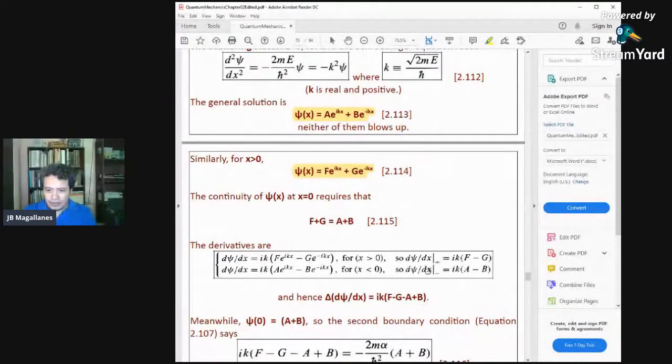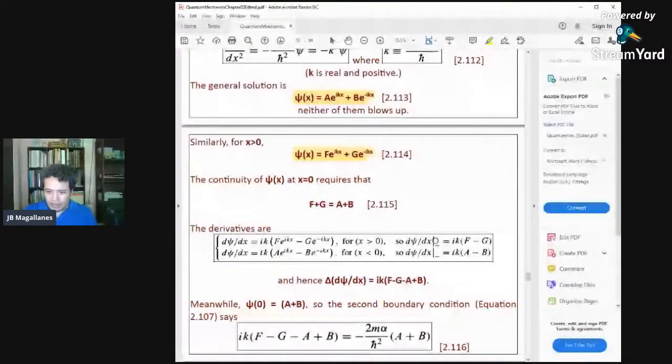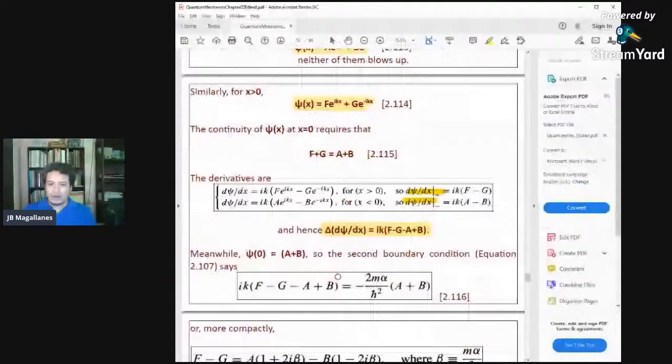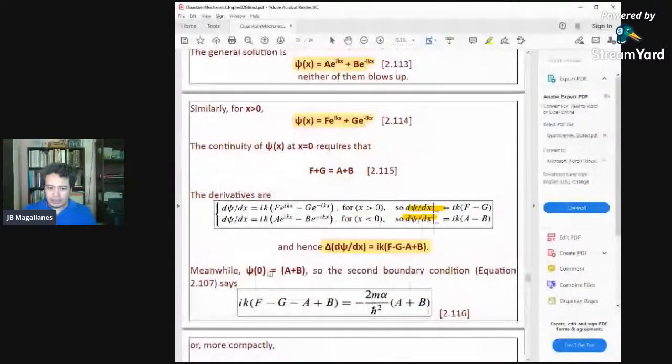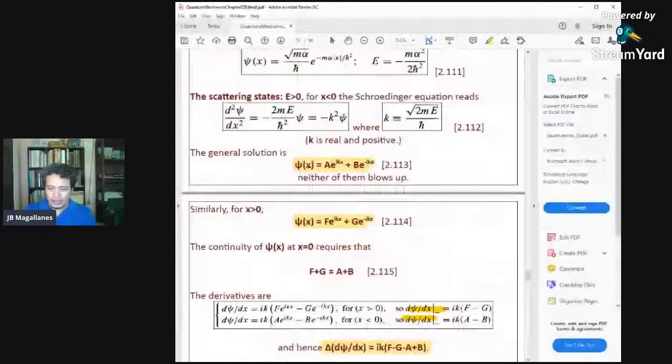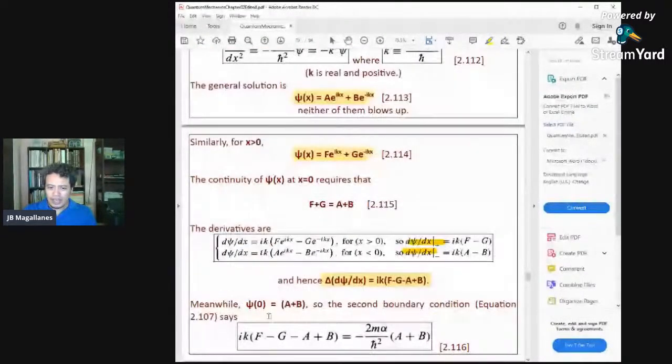So your derivative of phi with respect to x on the positive side, or x greater than 0, will be ik(f minus g). Then for this one, you have ik(a minus b). Hence, if you subtract this from here, then it will give you this one. Also, at x equal to 0, here, that's just a plus b.